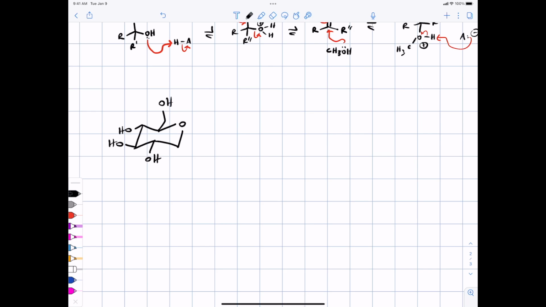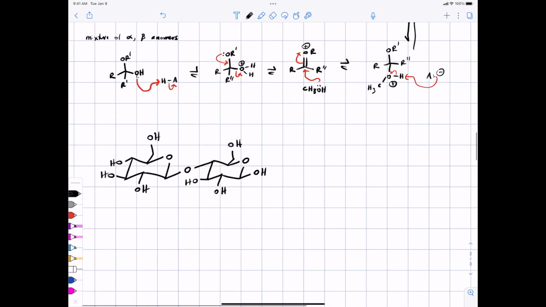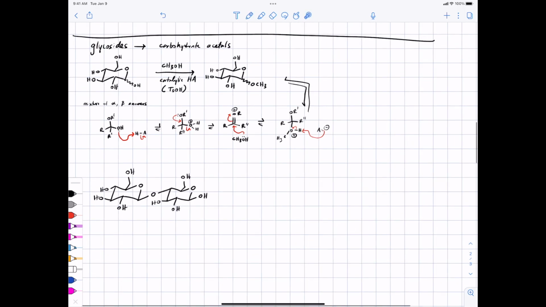Here's one chain of glucose. Instead of having an OH group here, I'm going to have this oxygen be from an OH group on another sugar. Okay? So do you see how this whole sugar now occupies the position of that methanol? This is the acetal carbon, that's the acetal carbon.